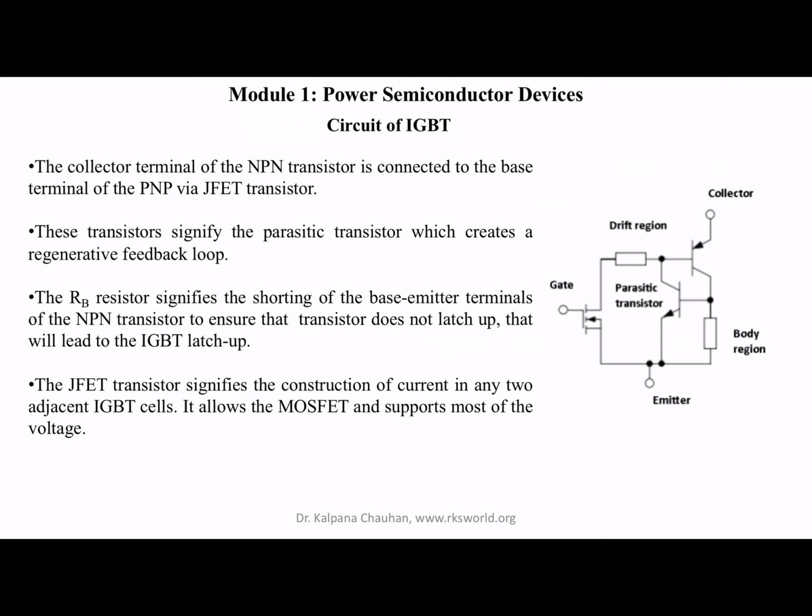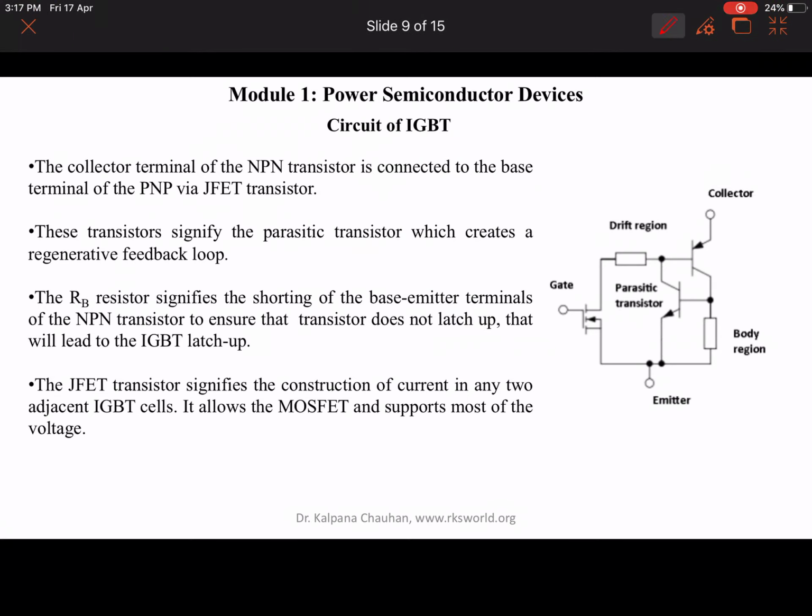This is the circuit for the IGBT. The collector terminal of the NPN transistor is connected to the base terminal of the PNP transistor. Here we have two transistors, one is this and one is this. These transistors signify the parasitic transistors, which create a regenerative positive feedback loop.